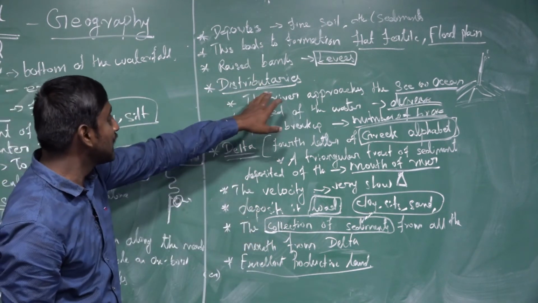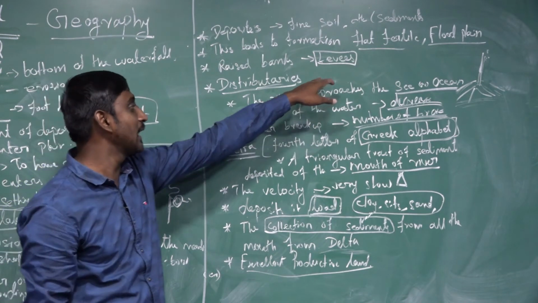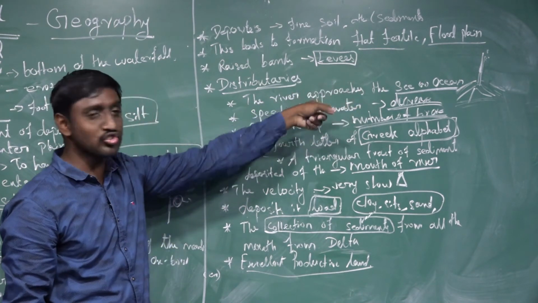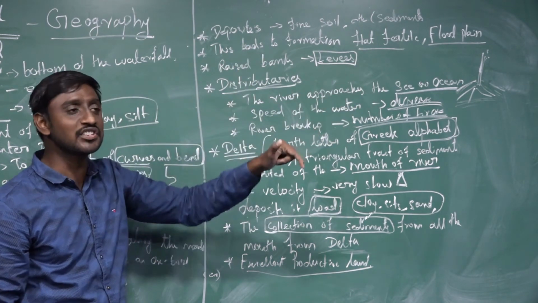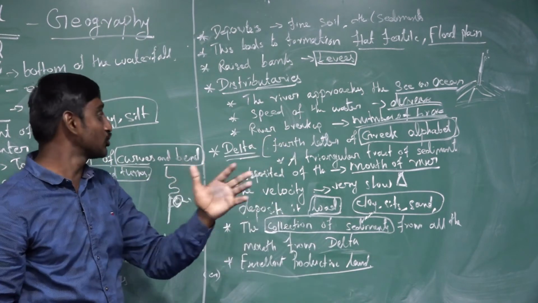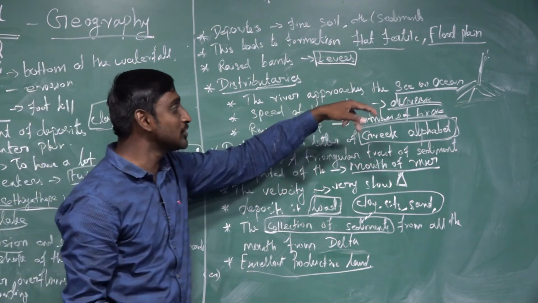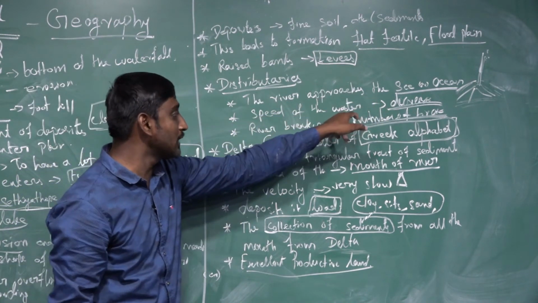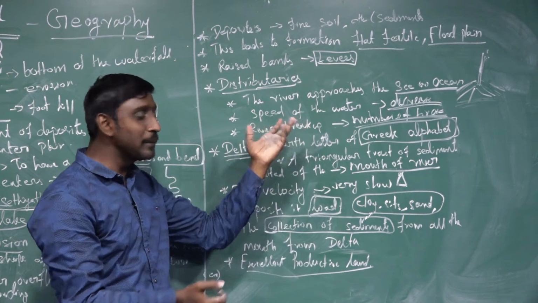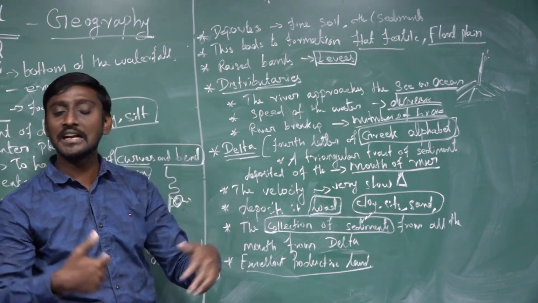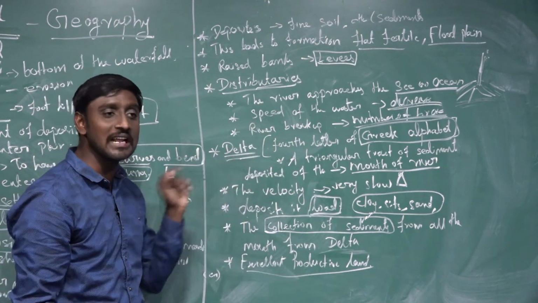First, distributaries. A distributary is a branch of the river that does not return to the mainstream after leaving it. How are distributaries created? As the river approaches the sea, the speed of the water decreases, so the river breaks into a number of branches. That is called distributaries.